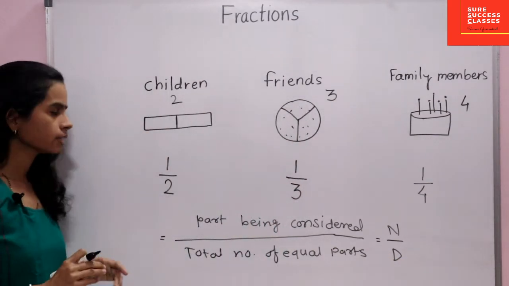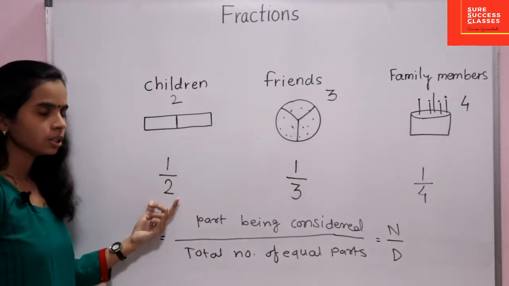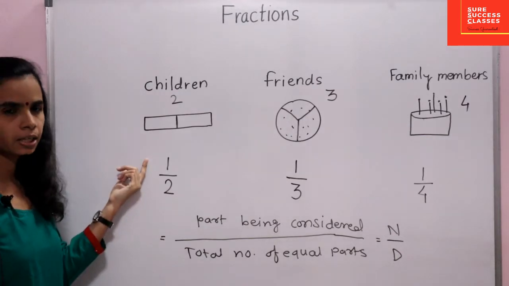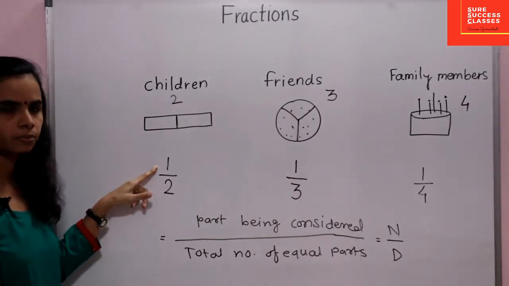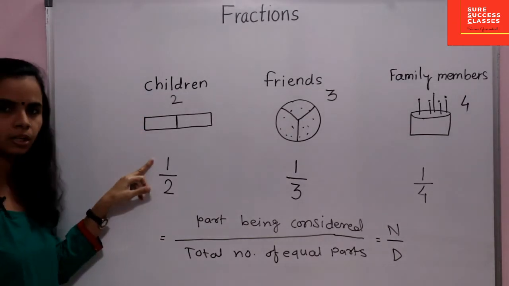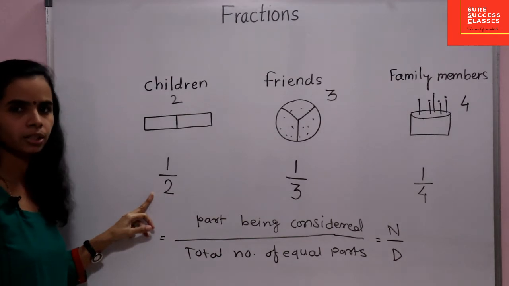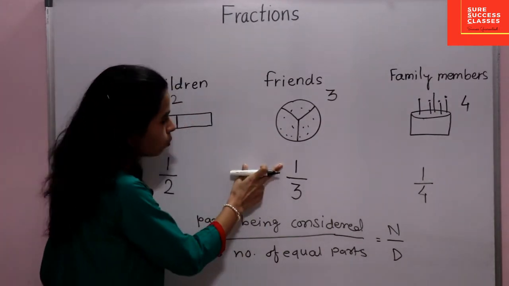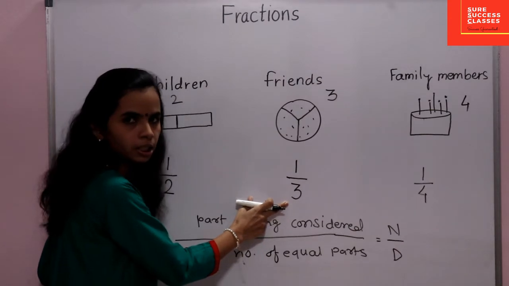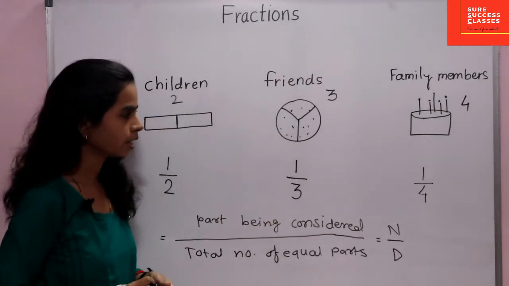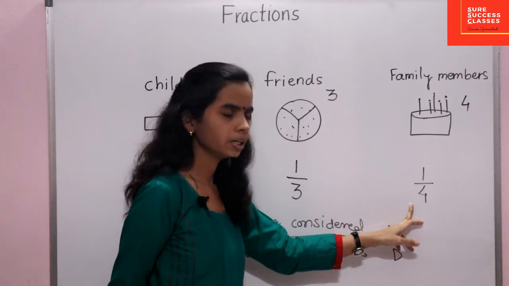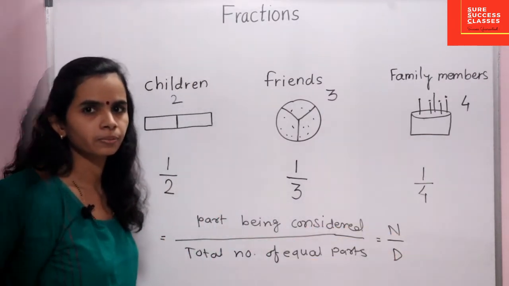If you see in this example, equal parts are 2 and each child will get one part, means 1 is numerator and 2 is denominator. Similarly in this example, 1 is numerator and 3 is denominator. And in this example, 1 is again numerator and 4 is denominator.